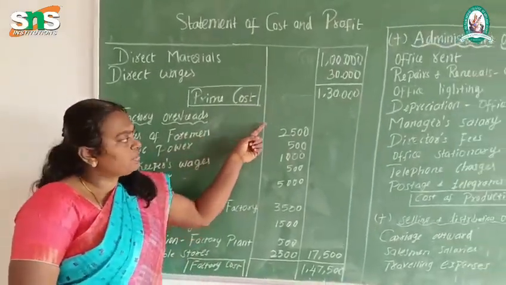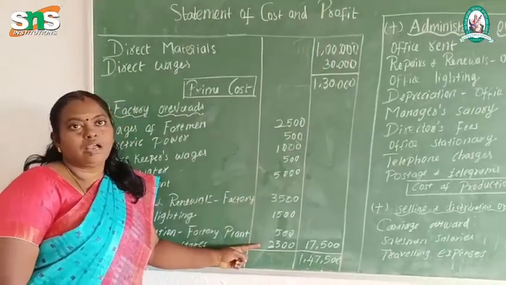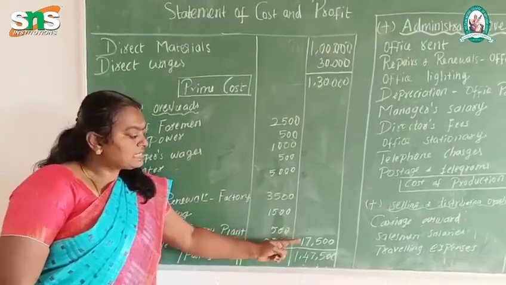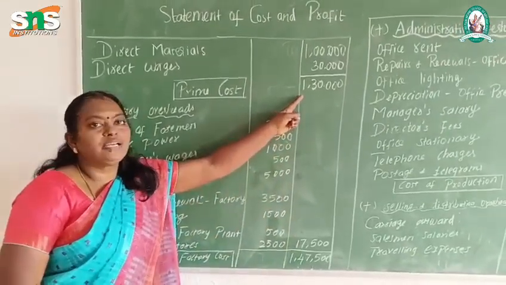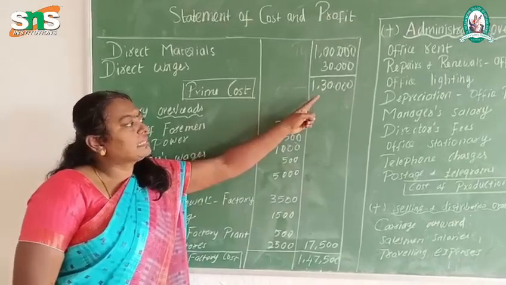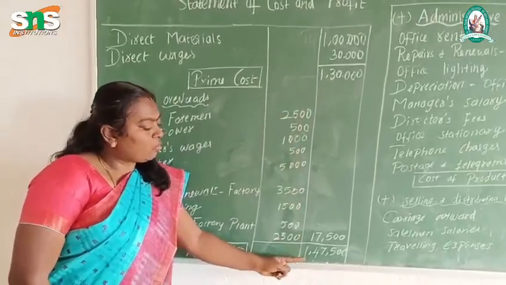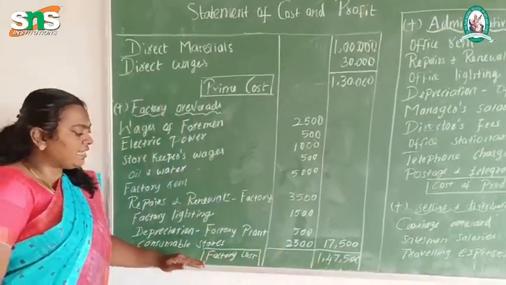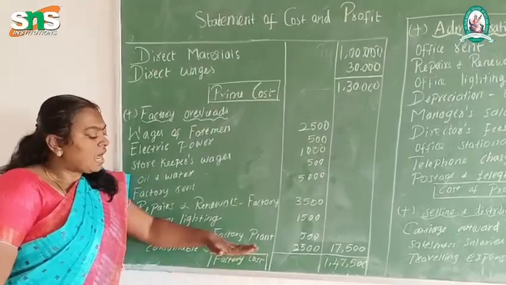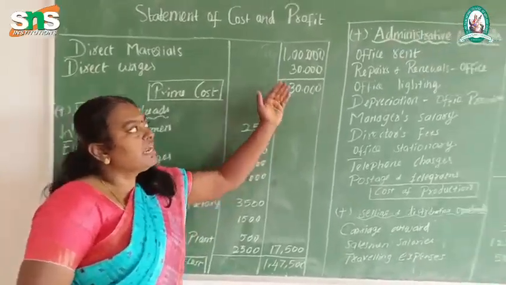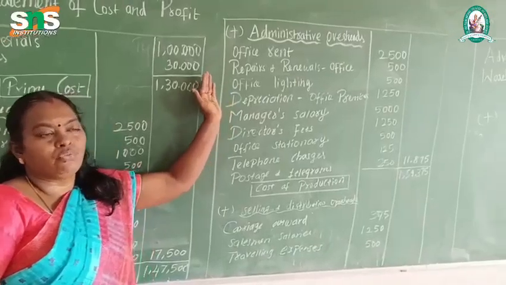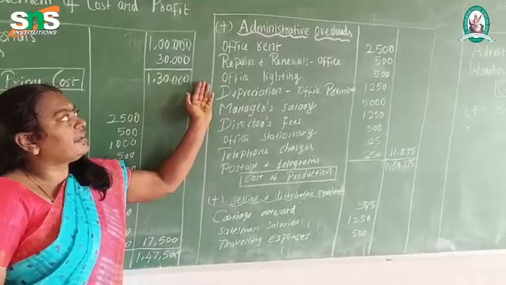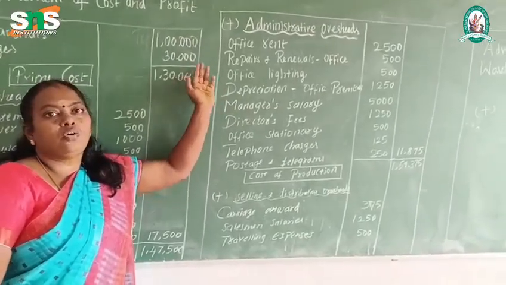Now, what we have to do is calculate all these amounts. If we calculate, the amount will be 17,500. This 17,500 will be added with this prime cost rupees 1,30,000. You will get the amount 1,47,500. This 1,47,500 is named as the factory cost. After calculating this factory cost, we have to calculate the administrative overhead. Administrative overhead is the head which comes under many expenses done in the office.